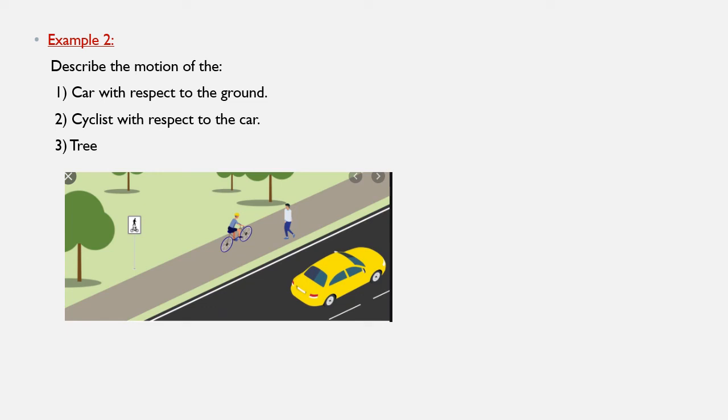In order to describe motion, we have first to determine a reference. Because in this part, the tree may be at the same time in motion or at rest. It is in motion with respect to the car or the walking woman, and it's at rest with respect to the ground. So in this part, we can't give an answer.